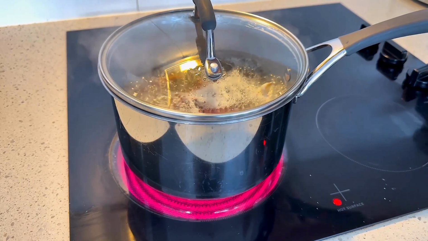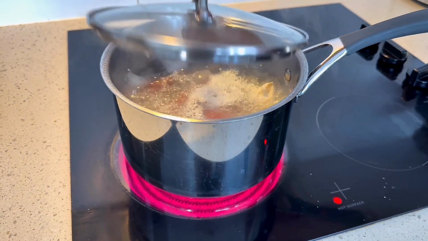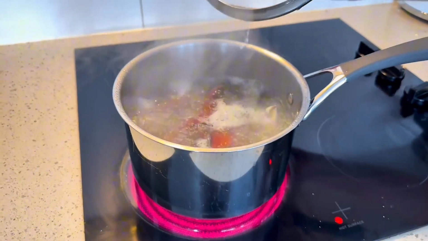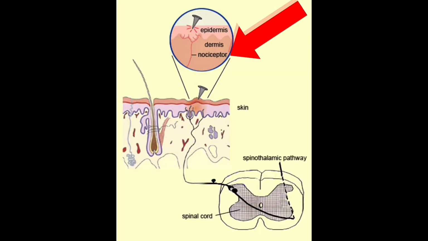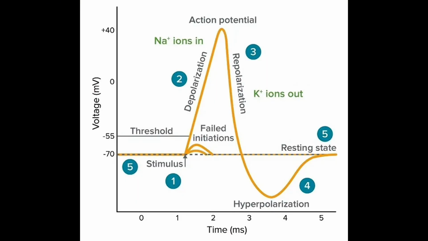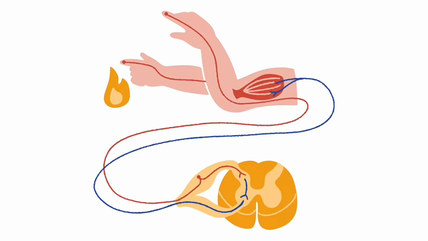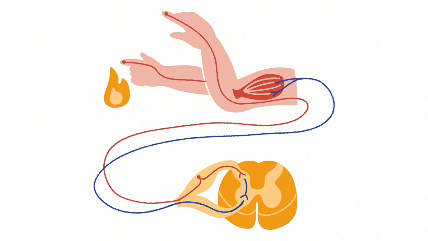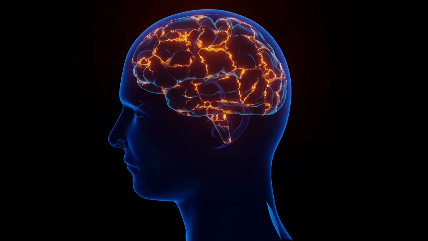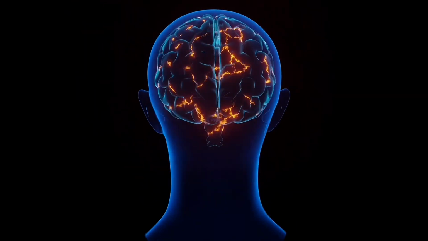A simple example would be touching a hot stove. The heat stimulates thermoreceptors in the skin, and if the temperature is high enough to cause tissue damage, nociceptors are also activated. These receptors generate an action potential that travels to the spinal cord. From there, two things happen. First, the signal is relayed through an interneuron to motor neurons, triggering a reflex arc that causes you to pull your hand away, even before you're consciously aware of pain. At the same time, the signal continues traveling up to the brain, where it's interpreted as heat and potentially pain.